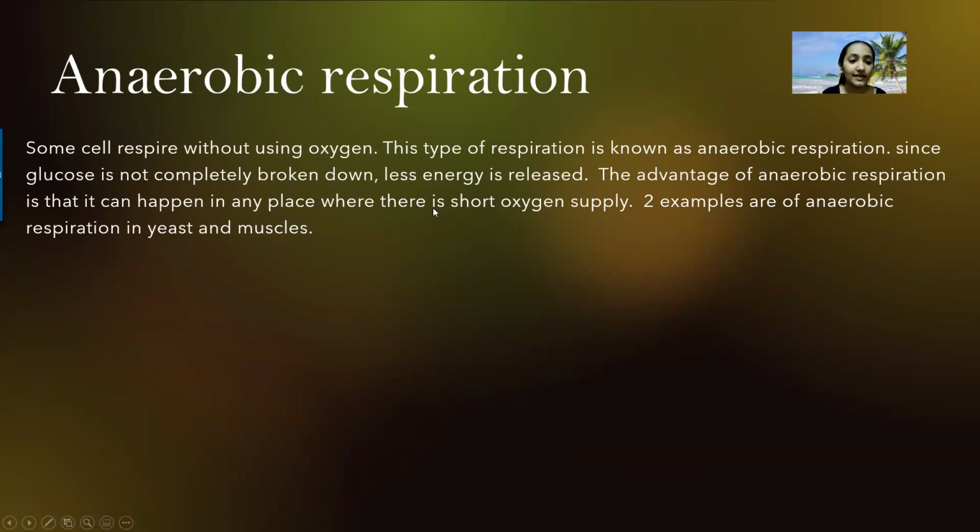Next, anaerobic respiration. Some cells respire without using oxygen. This type of respiration is known as anaerobic respiration. Since glucose is not completely broken down, less energy is released. The advantage of anaerobic respiration is that it can happen in any place where there is a short oxygen supply. Two examples of anaerobic respiration are respiration in yeast and in muscles. Yeast is used in beer and bread.